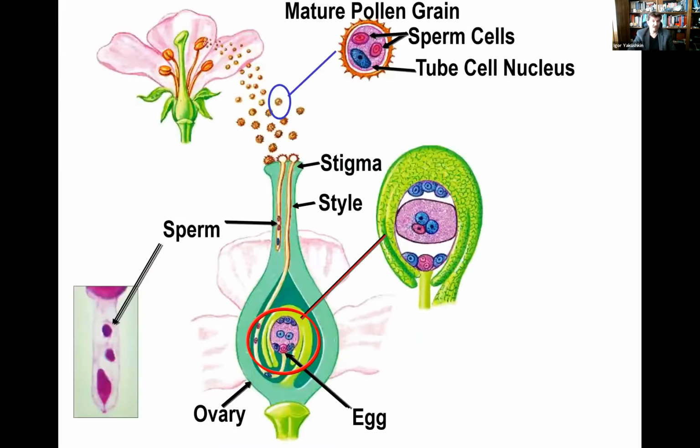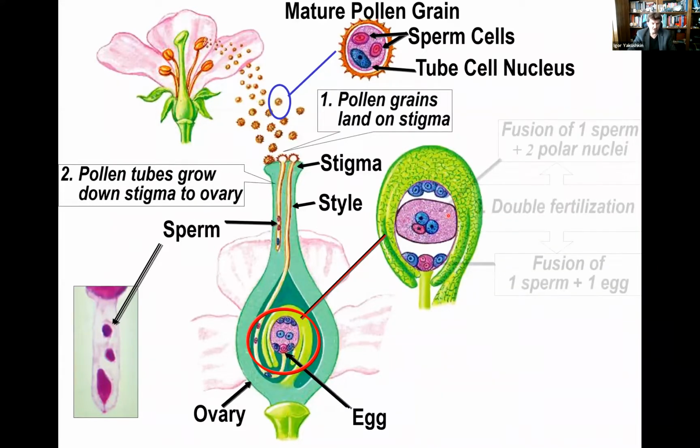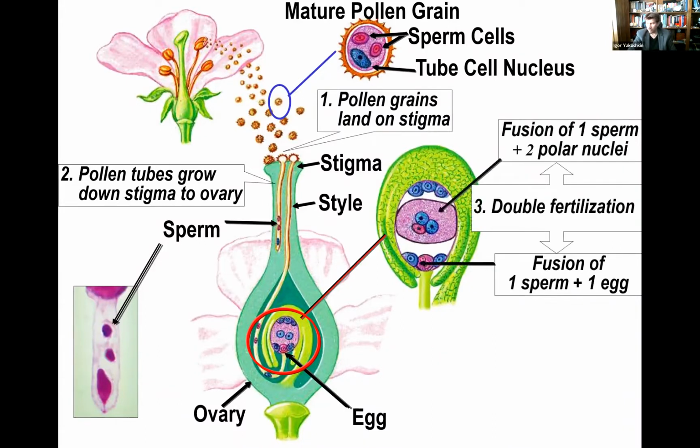So here's what we have. Pollen grain lands, then it grows. You can see the two sperm going in, and then we end up with one fusion of sperm and egg, which will give you what? Embryo, diploid, don't forget that. And then fusion of one sperm and the two polar nuclei will produce endosperm.